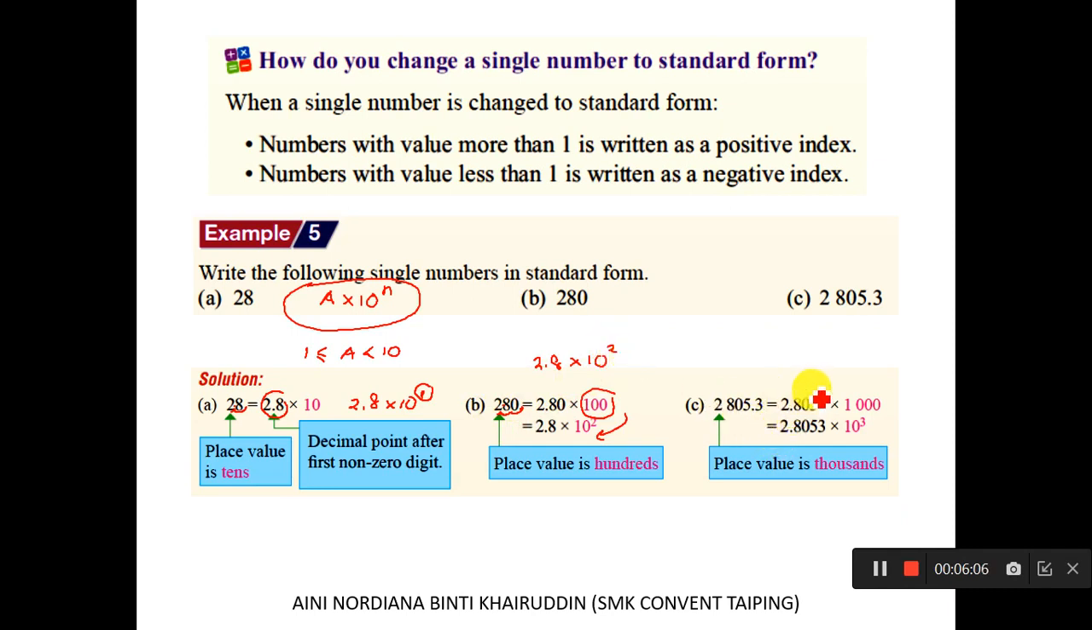Alright. So for C, the decimal point is here. So you just move 1, 2, 3. You must move the decimal point 3 times, because if you move 1 time, it does not satisfy this condition of A. Okay, so the answer will be 2.8053 times 10 to the power of 3, because you move the decimal point 3 times. Right? I hope you understand this.